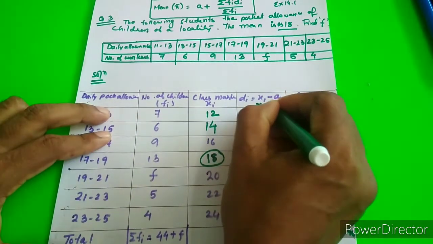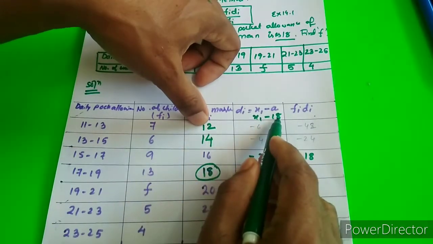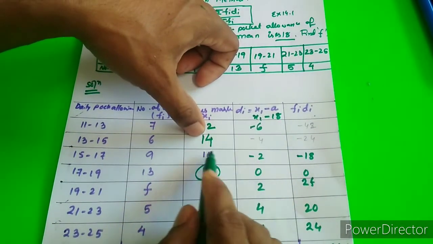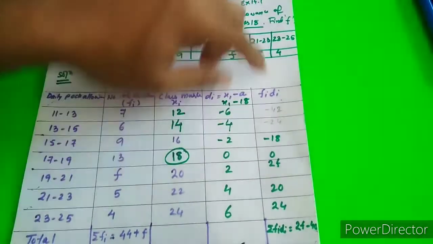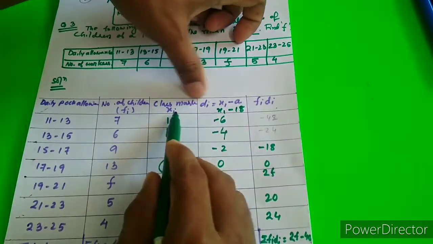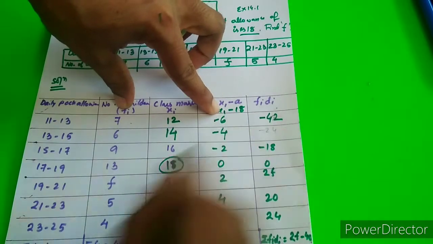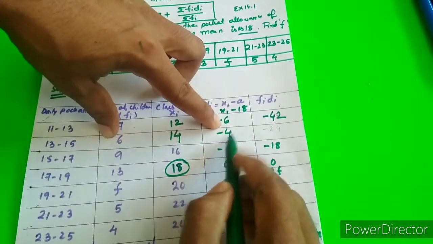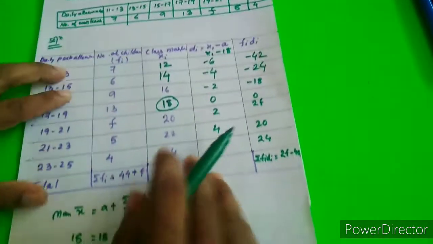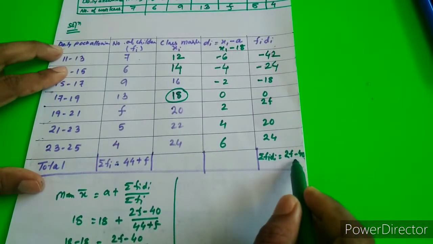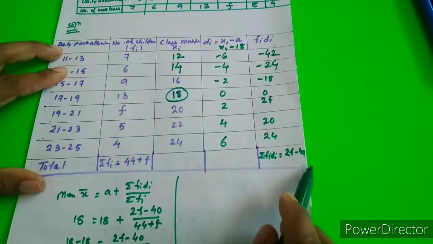That means we take xi minus 18. Clear? Xi is 12. 12 minus 18 is minus 6. Then 14 minus 18 is minus 4. We calculate all these values. Next, fi into di. Fi into di, that is 7 into minus 6, minus 42. 6 into minus 4, that is minus 24. If we do the summation, we get 2f minus 40. Total value we got is 2f minus 40.